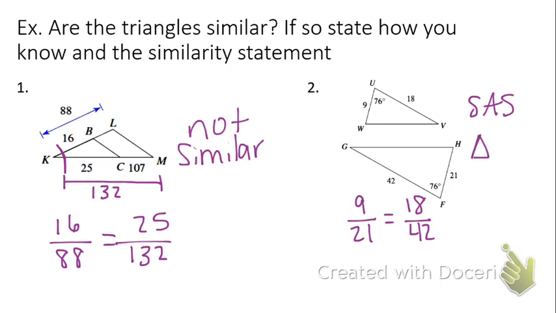And then our similarity statement, triangle WUV, is similar to triangle HFG. Oh, sorry, F, not E, G. And again, to write that, you match your angles. So W matches H, F matches U, and G matches V.